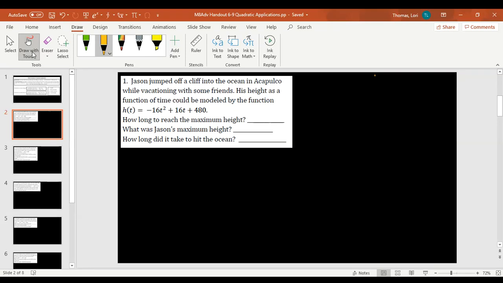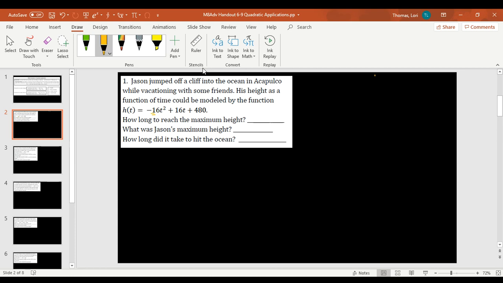Okay, let's take a look at our handout 6-9. And let's look at example number 1. Jason jumped off a cliff into the ocean, Acapulco, while vacationing with some friends. His height as a function of time could be modeled by the following function. So I know I am working with feet because my A value is -16.